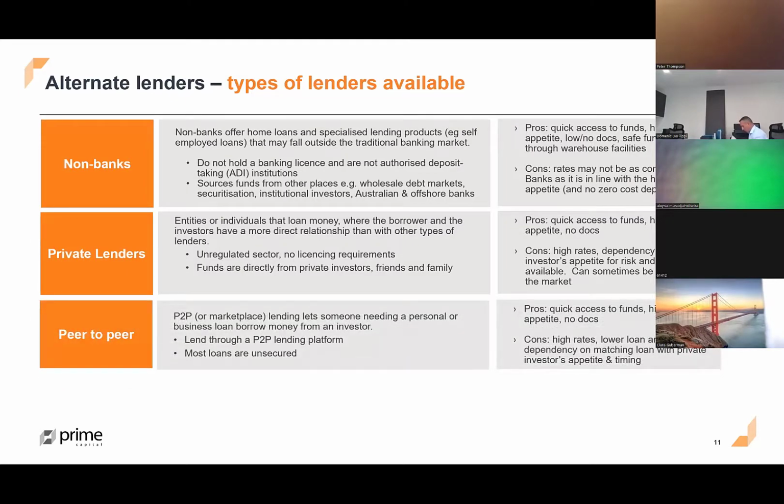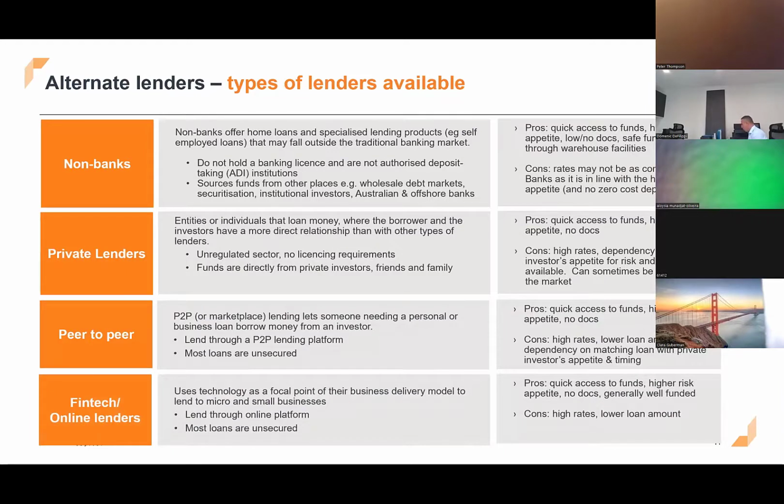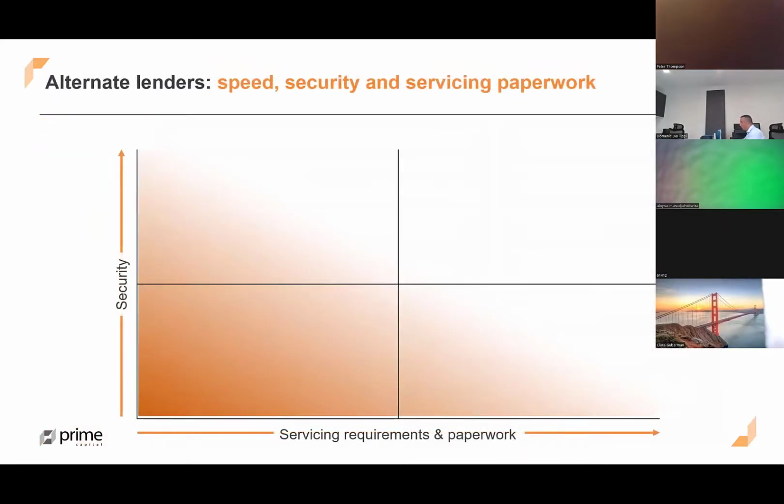And then there's a rise of peer-to-peer market as well, and some online and fintech lenders as well. So there's just a little summary of different ones. To put it from this perspective, two basic things for lending is the security and the servicing requirement, right? So customers that have no security and no servicing are likely to get their funding through credit cards or the bank of mum and dad, as I like to call it.